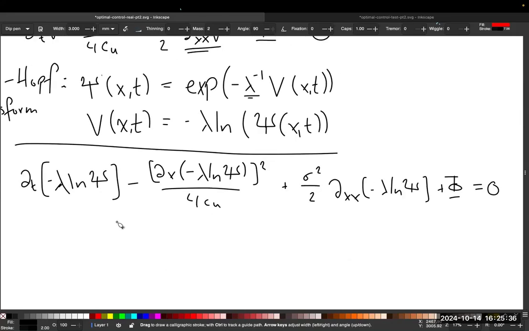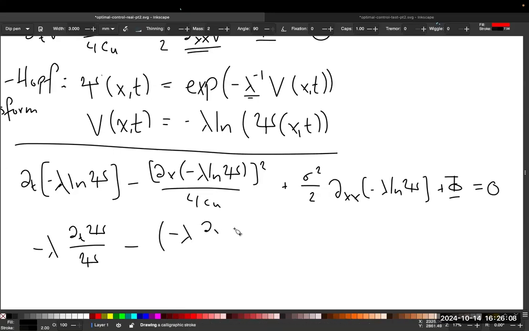And we can evaluate each one of these derivatives. In this case, we can move our lambda to the outside. It is a constant after all. We're going to have partial t of psi over psi. This is the chain rule, and the derivative that we have for the natural logarithm. For this next term, something that looks very similar, we're going to have negative lambda partial x of psi over psi, for that whole thing squared over 4cu.